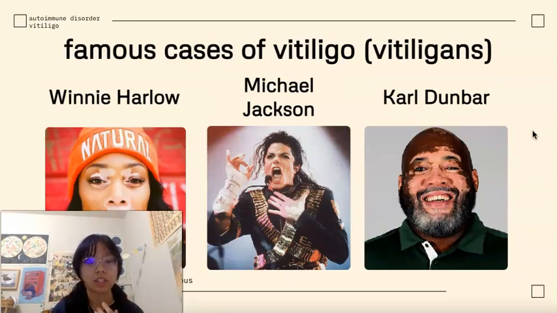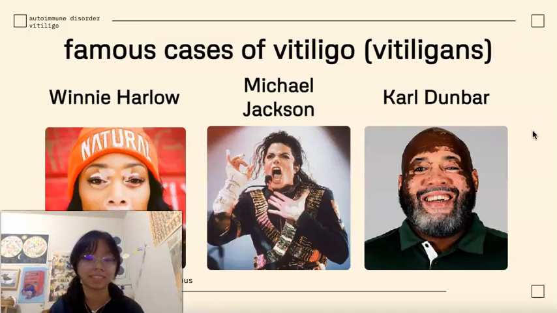Vitiligo is just a cosmetic disease, so you don't have to worry about it. And there are plenty of famous cases of vitiligo, or I like this word, the famous cases of vitiligans. I think it's such a fun word. But Winnie Harlow, she was a top model. She has vitiligo. Of course, Michael Jackson, Prince, king of pop, he had vitiligo. And also Carl Dunbar, a famous NFL player. All three of these people and many more are very famous and also had vitiligo and weren't afraid to cover it up. So if you have vitiligo, you shouldn't be afraid.